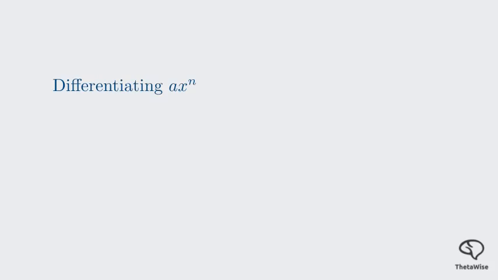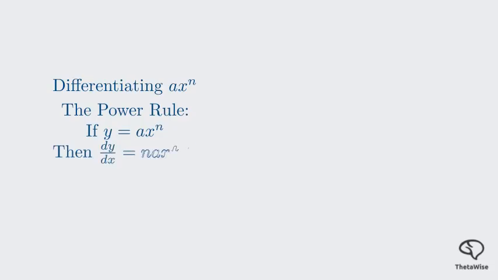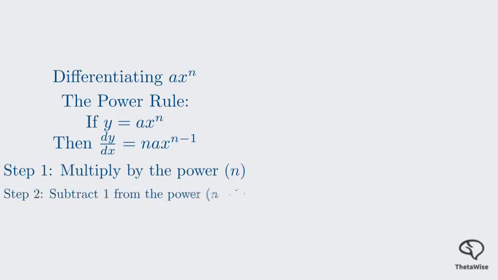To begin, let's look at the general rule for differentiating a single power of x. This is known as the power rule. If y equals a times x to the n, then dy by dx equals n times a times x to the power of n minus 1. To find the derivative, denoted as dy by dx, we follow two simple steps. First, we take the original exponent n and multiply it by the coefficient a at the front. Second, we reduce the power of x by exactly 1.